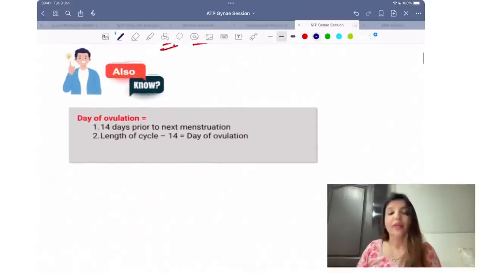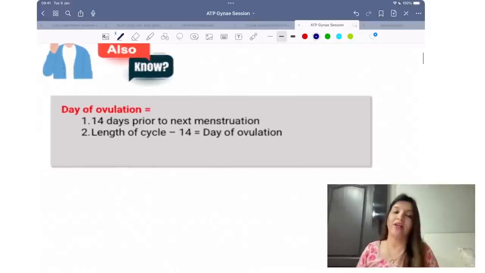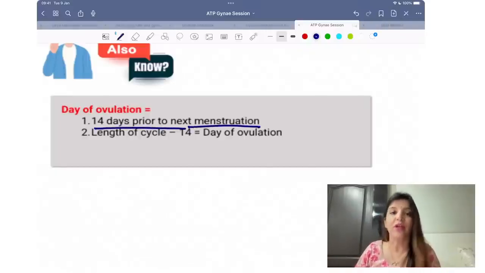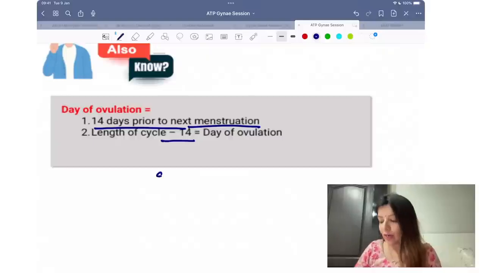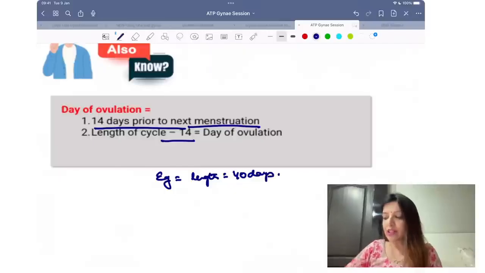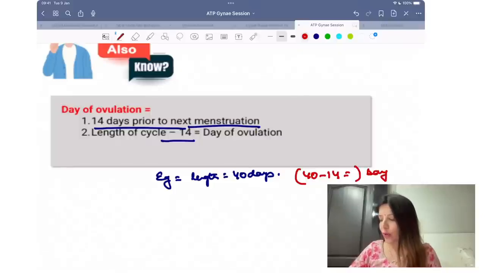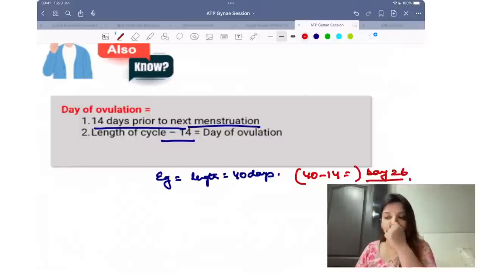Okay. Now, day of ovulation. They ask you questions on the day of ovulation. Whenever we have to calculate the day of ovulation, it is 14 days prior to the next menstruation. Or whatever the length of the cycle given to you, you have to subtract 14 from that and you will get the day of ovulation. For example, if the length of the cycle is 40 days, then the date of ovulation is going to be 40 minus 14, which is day 26. That is how you have to calculate the day of ovulation.